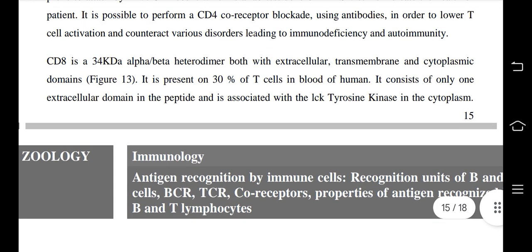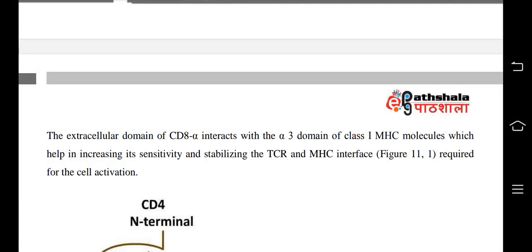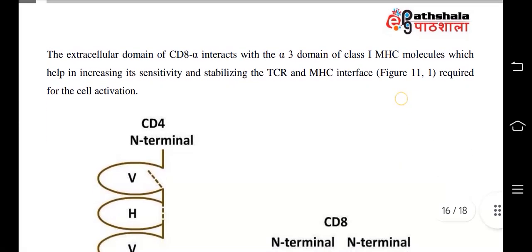CD8 is a 34 kilodalton alpha beta heterodimer, both with extracellular, transmembrane and cytoplasmic domains. It is present on 30% of T cells in the blood of humans. It consists of only one extracellular domain and is associated with LCK tyrosine kinase in the cytoplasm. The extracellular domain of CD8 alpha interacts with the alpha 3 domain of class 1 MHC molecules, which helps in increasing its sensitivity and stabilizing the TCR and MHC interface required for cell activation.